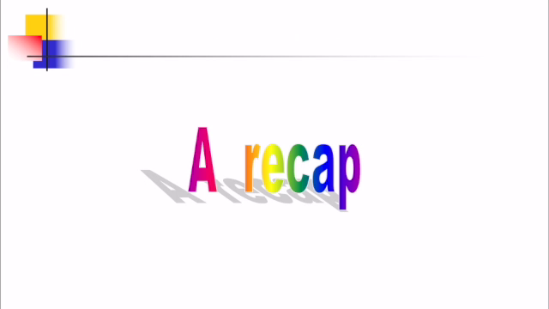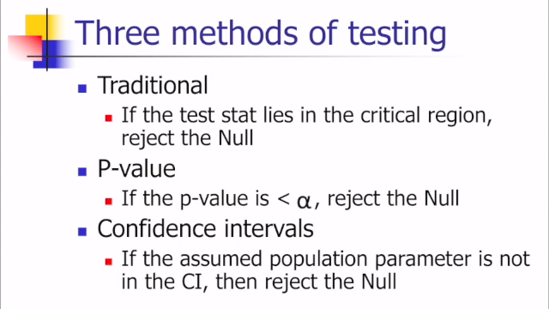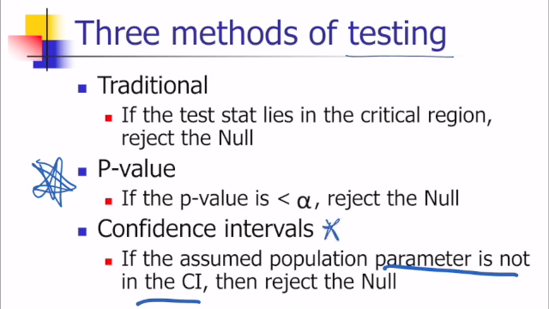So just to recap what we talked about in this PowerPoint. We talked about the 3 different methods of hypothesis testing. There's the traditional one, there's p-value, this is my favorite, and then there's confidence intervals. So if our assumed population parameter is not in our confidence interval, we reject the null. And this is a really nice one because this uses skills we already have in our tool set. We already know how to calculate confidence intervals.